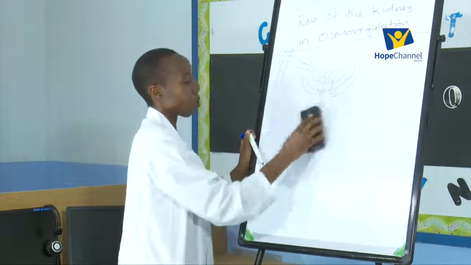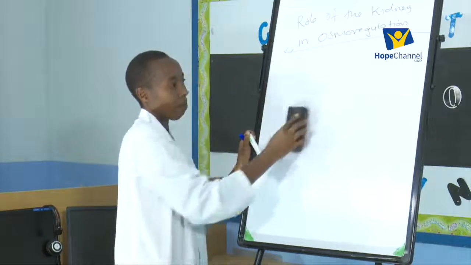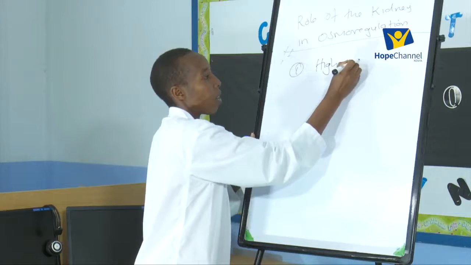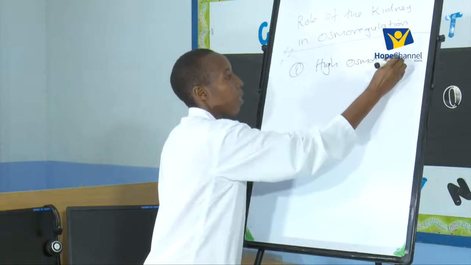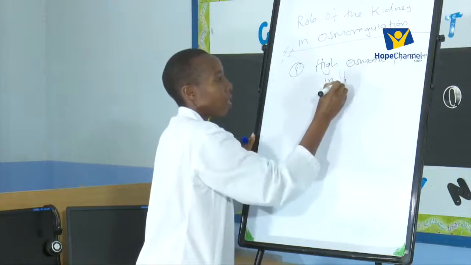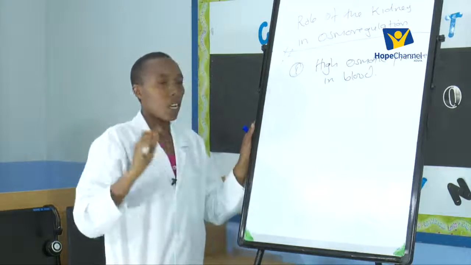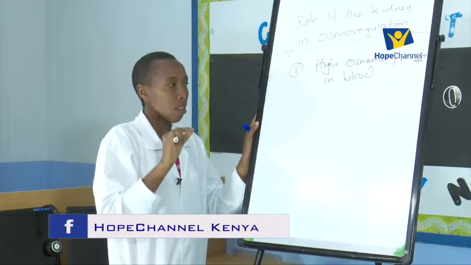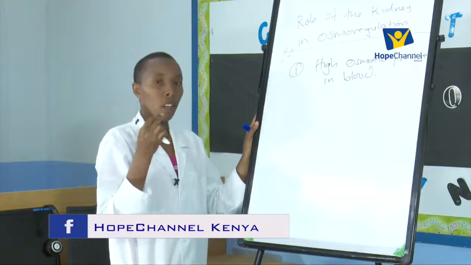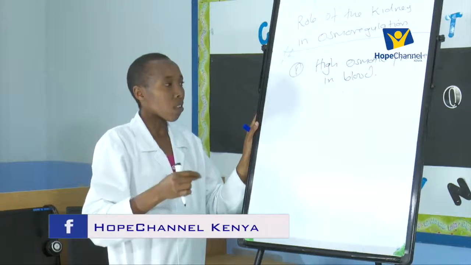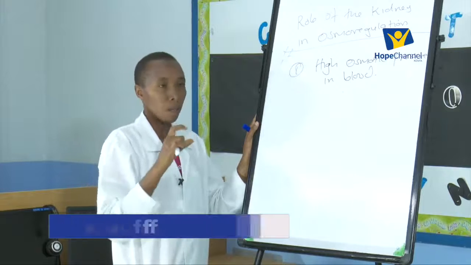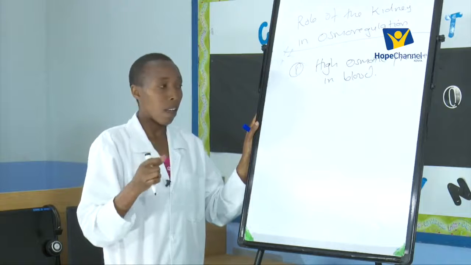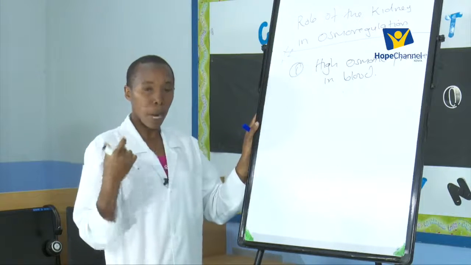So under what conditions do we produce that? Number one, when you have a higher osmotic pressure in the blood. Of course, we said the hypothalamus is stimulated, sends an impulse to the pituitary gland. The pituitary gland releases the antidiuretic hormone, which is released into the bloodstream. On reaching the kidney tubules, it increases the permeability of the kidney tubules to water. Hence, more water is reabsorbed back into the blood.